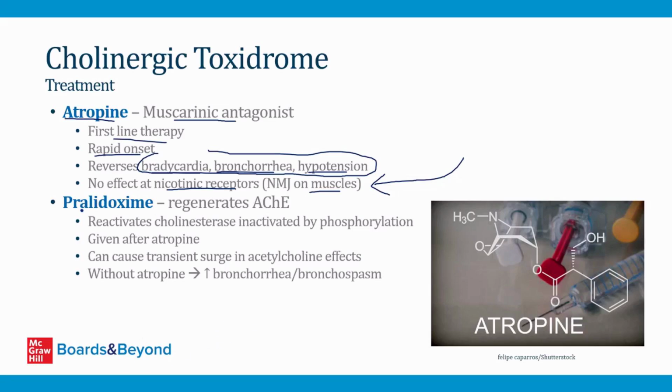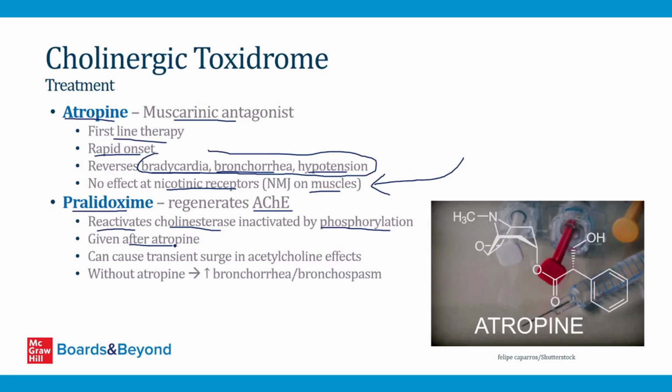After you give atropine, you give pralidoxime. This is a drug that regenerates acetylcholinesterase, the enzyme that's inhibited by organophosphates. Remember that we talked about how cholinesterase enzymes are inactivated by phosphorylation. Well, what pralidoxime does is it reactivates them, and it basically undoes the effects of the phosphorylation of the enzyme. This is always given after atropine.